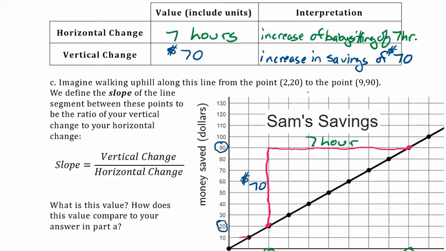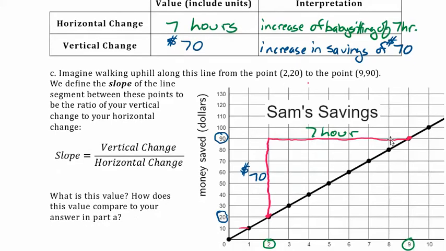C says, imagine walking uphill along this line from the point (2, 20) to the point (9, 90). Right, so we're walking up this line. Up we go. Should I draw a little stick figure? Probably not. Oh, why not? That would be fun. Here we are. We're walking up this line. We define the slope of the line segment between these points to be the ratio of your vertical change to your horizontal change. This looks a lot like rate of change, doesn't it? Slope is the vertical change over the horizontal change. What is this value? How does your value compare to your answer in part A?